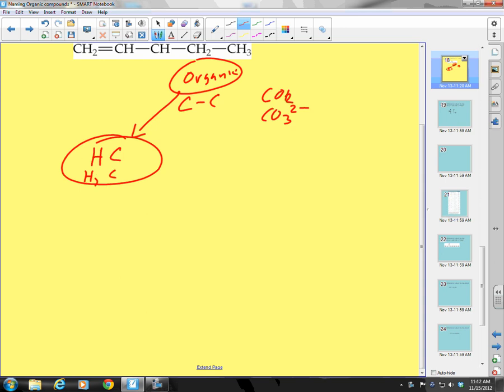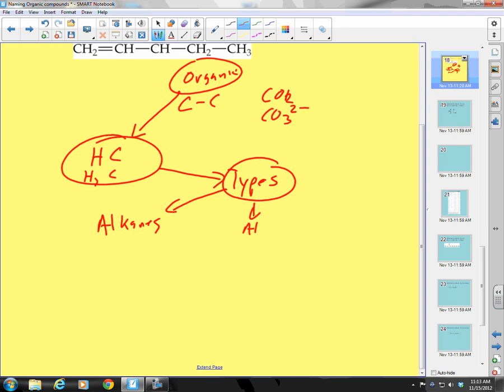Then we said we have three types of hydrocarbons that we want to discuss: alkanes, alkenes, and alkynes. And what's the difference? Alkanes all have single bonds between my carbons. Alkenes have at least one double bond between the carbons, and alkynes have at least one triple bond between the carbons. And then we talked about how we name each of these, and it's a pretty simple naming process.